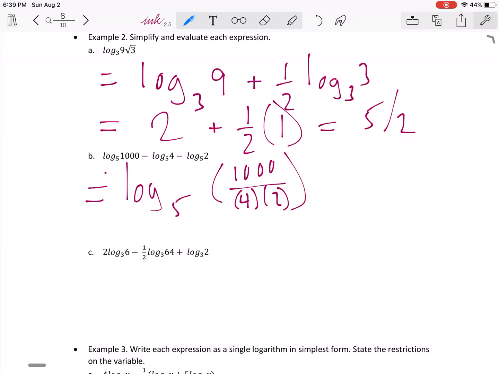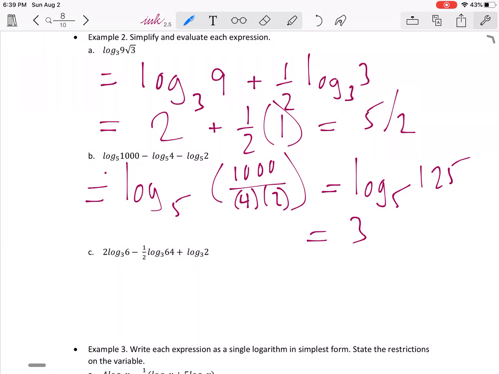Okay, so what I've done here is the opposite. I've taken 3 separate logs and combined them. And so 1,000 divided by 8 is going to give you 125. And that's going to equal 3. So you would have got that if you took the 3 individually and worked them out, but it's less work if you combine them.